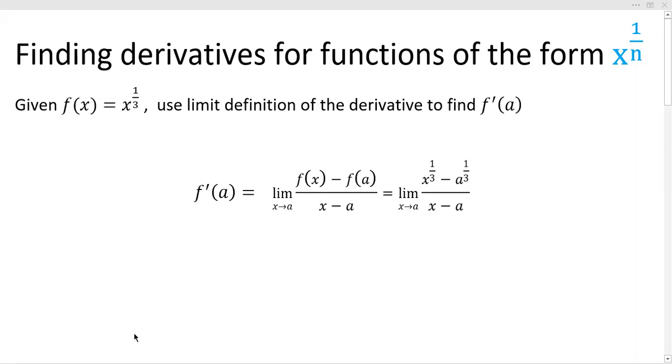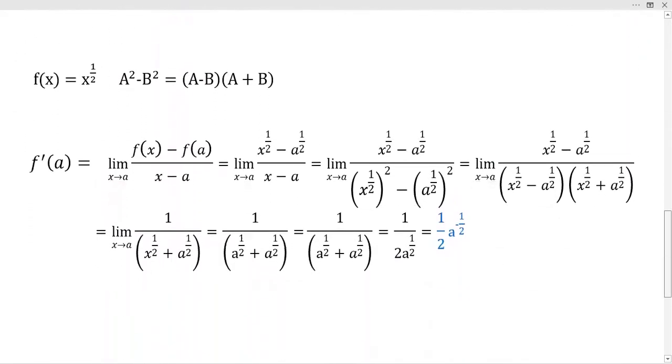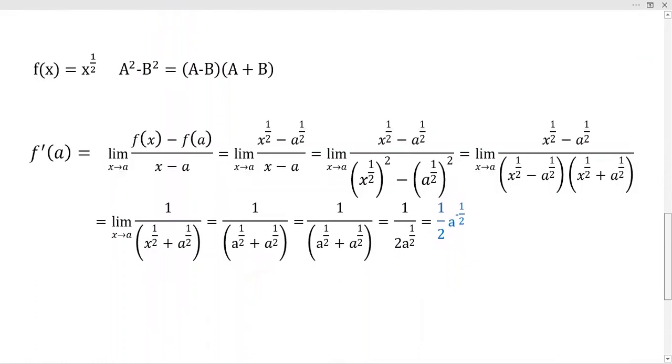Now, the most common one I've seen is find the derivative of x to the 1/3 power using the limit definition of the derivative. Before we get into this, I want to tie that back to the more common case, x to the 1/2 or the square root of x. You may not have seen it done exactly like this, but it turns out this difference of two squares formula comes into play quite a bit for this type of problem.